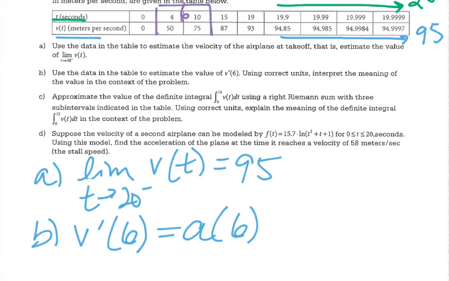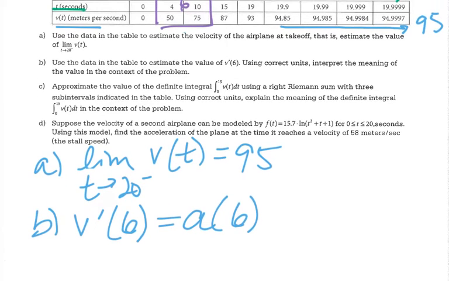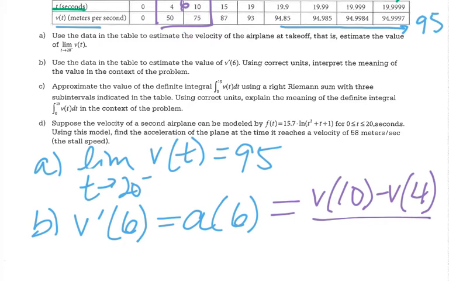So it's 4 and 10, and then we're going to use those y values as well. So we're going to set this up to be v of 10 minus v of 4 over 10 minus 4. This formula gives you the average rate of change. So it's an average or an estimate of the derivative. So again, acceleration is the derivative of velocity. So we are finding the derivative or an average approximation of it by using the average rate of change formula or finding the slope.